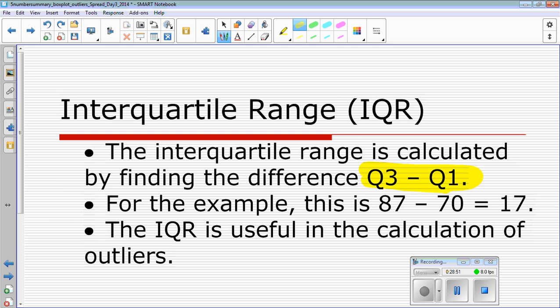Q3 minus Q1 in this case is just 17. The IQR is one number. This is the work that is involved in finding the IQR, but the IQR is actually simply just 17. I would prefer you to show me how you found it, to show me that step, but the IQR is a single number. Okay? And we talked about outliers already. We've done the outlier test. Remember that from last class?